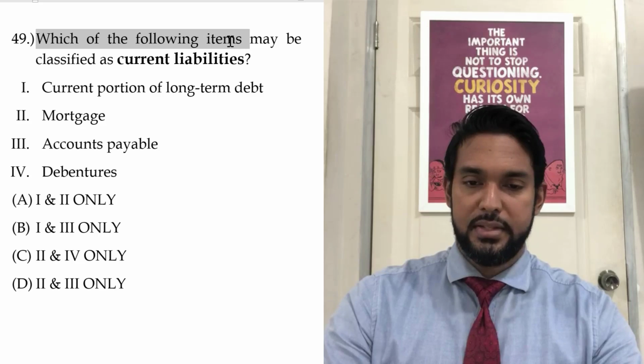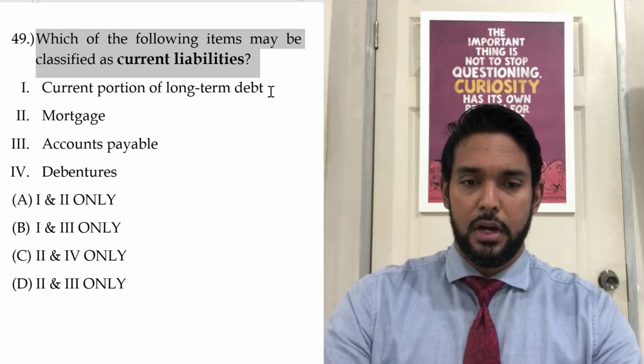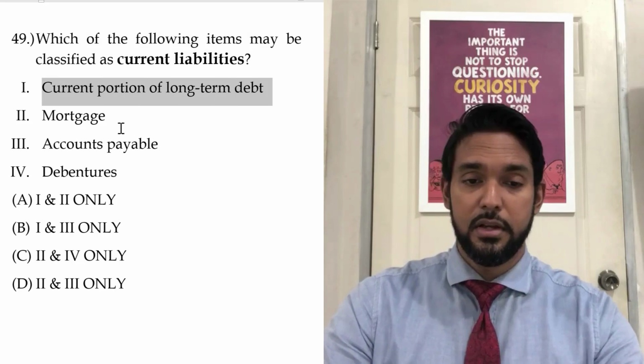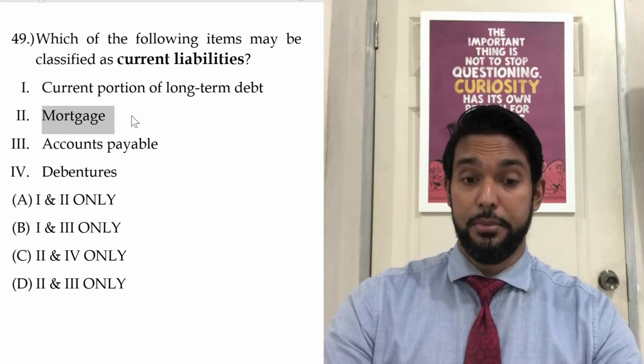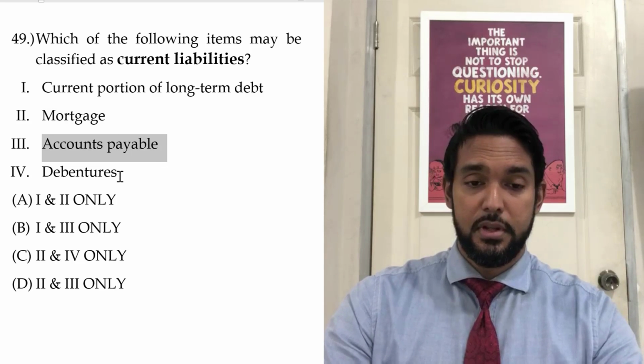Which of the following items may be classified as current liabilities? Okay, so we hear again, current portion of long-term debt. We talked about that before, so yes, that is definitely current. Mortgage, no, a mortgage is long-term or non-current. Accounts payable is definitely current.